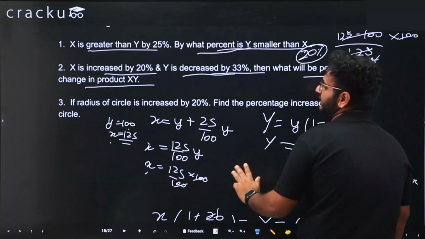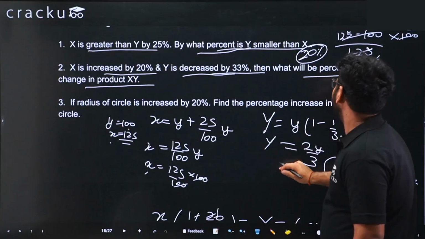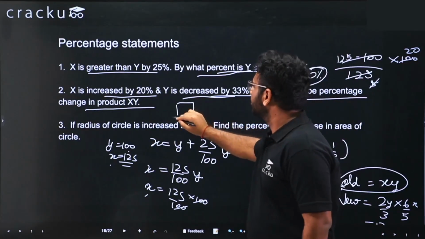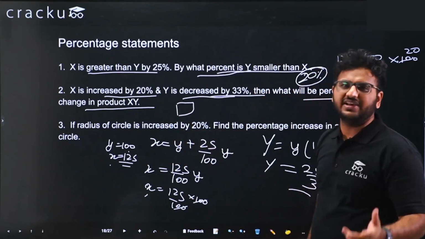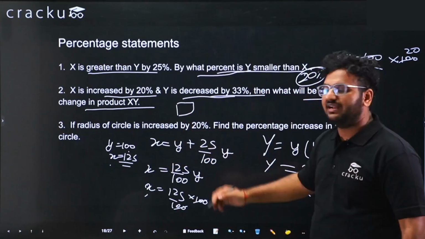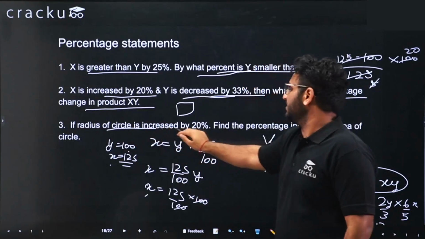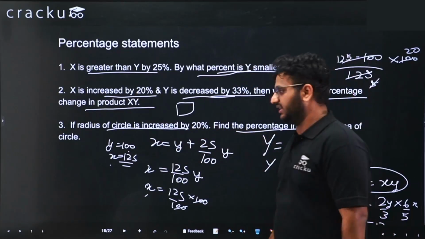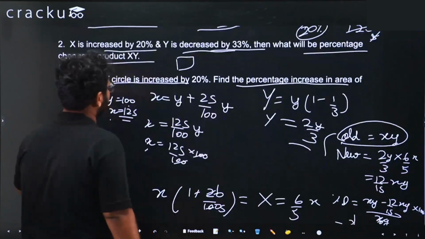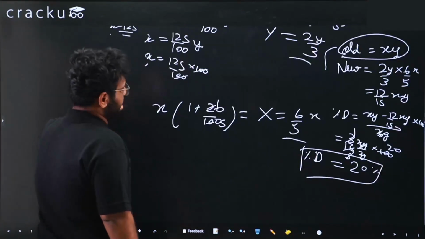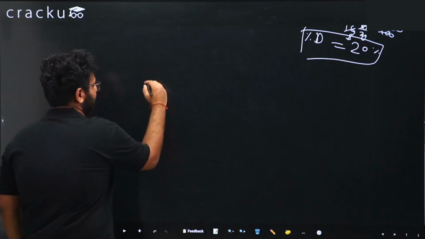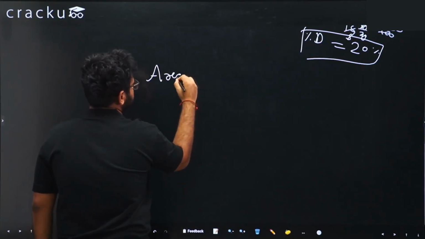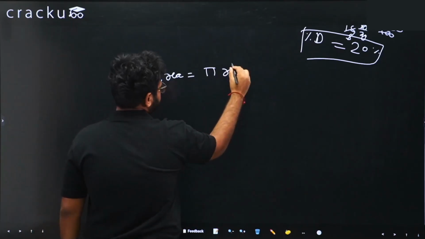So 20% is the net change in the product of XY. I have assumed that this XY is a square, so the area would be the change in product of XY. Similarly, the third question is, if the radius of a circle is increased by 20%, find the percentage increase in the area of the circle. We know that the area of a circle is pi r square.